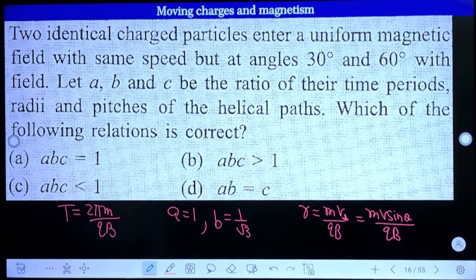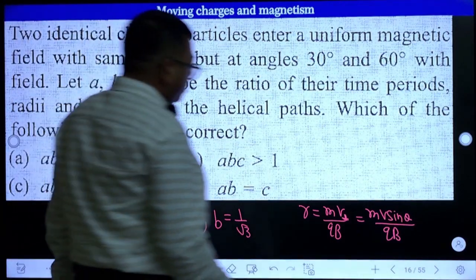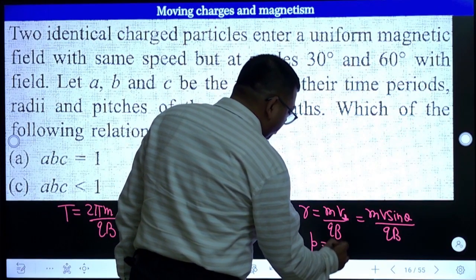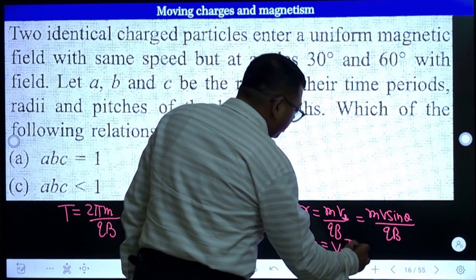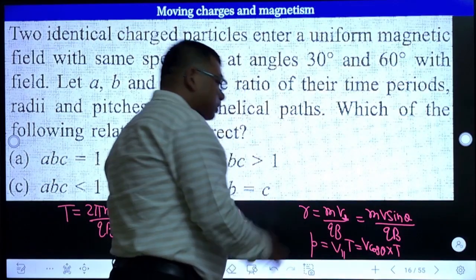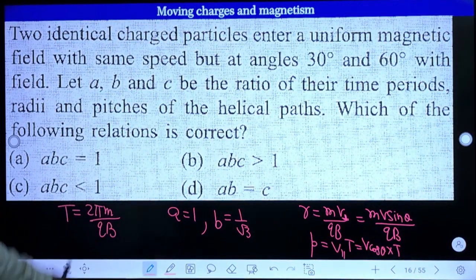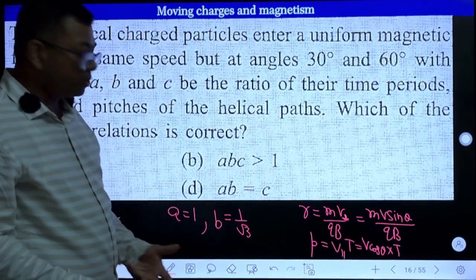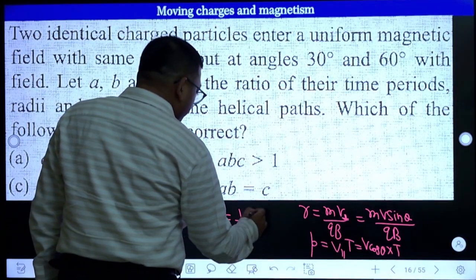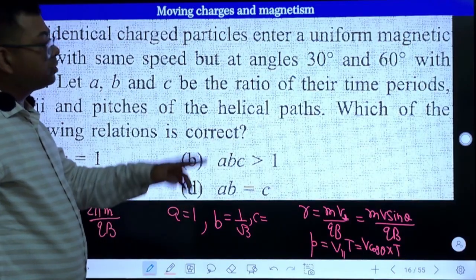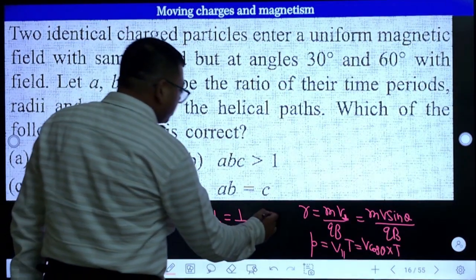What about C? Ratio of their pitch. So pitch depends on what? Pitch depends on v parallel into time. V parallel is v cos theta into time. You know that the speed is the same, right? So the time period is also the same. So pitch is proportional to cos theta. So what will be C? C is the ratio of cos theta. So cos 30 degrees is root 3 by 2, cos 60 degrees is half. So this ratio will become root 3.